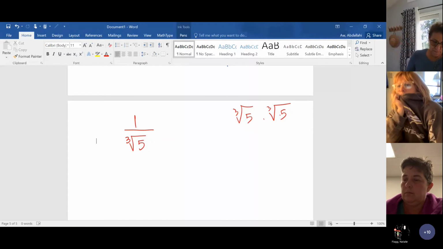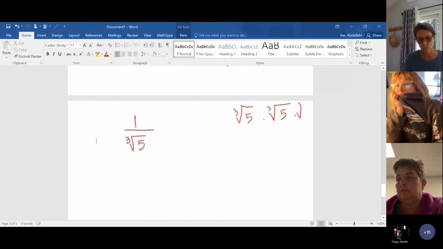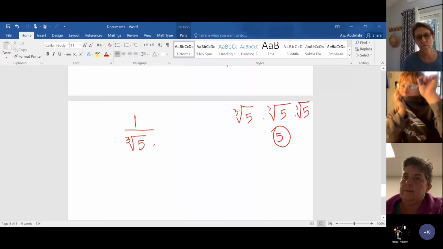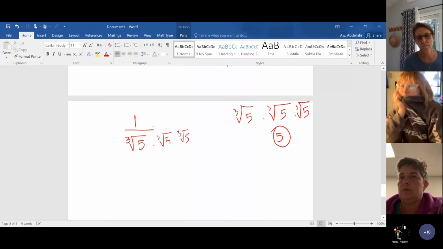That case is a little bit more complicated than the square root. For the square root, we just need 2 of them. But for the cube root, we need 3 of them, so they become 5, right? You see here, I have 1. How many am I missing? 2 more. I'm missing 2 more. I have to do that, right?